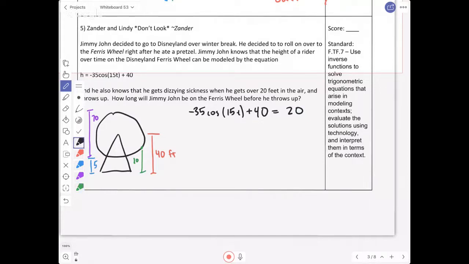Okay. So now I'm solving for t. How much time? Minus 40, minus 40.